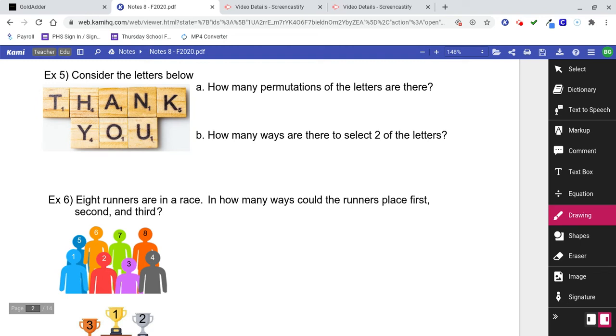Example 5, consider the letters below, and you see some Scrabble tiles spelling out thank you. How many permutations of the letters are there? Permutations means order. Okay, how many different ways of ordering those letters? So we're ordering all of them, right? How many letters are there? 8.